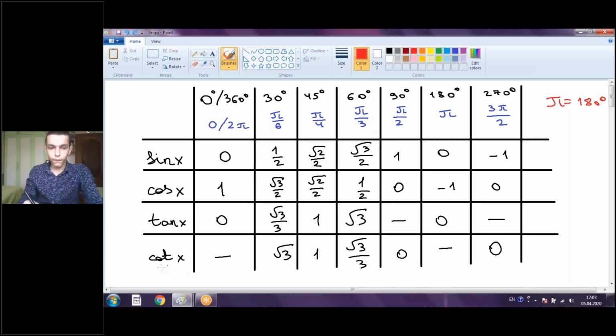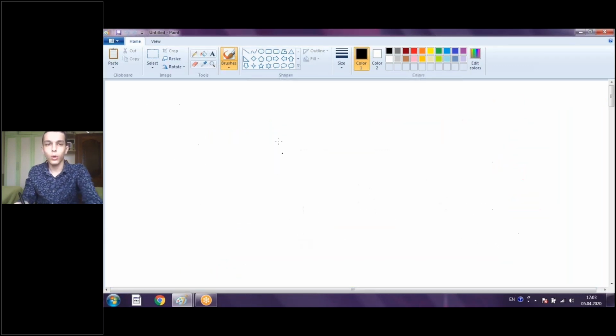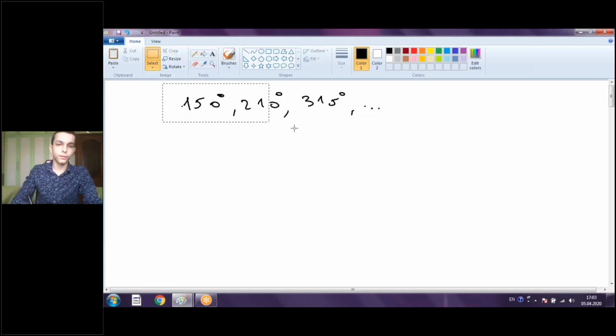Now, what if, for example, you have angles such as 150 degrees, 210 degrees, or 315 degrees, and so on. The angles that we don't have in our table. So here it's obvious that we have to simplify our trig function. How to simplify a trig function is the main topic of this lesson. Let's start.